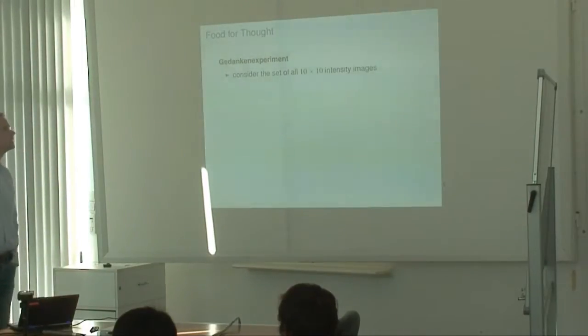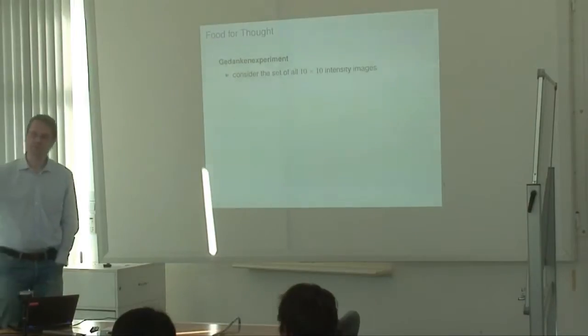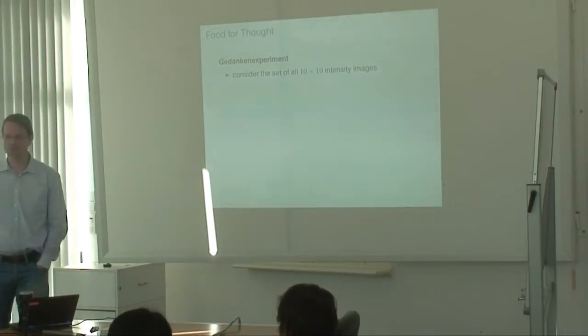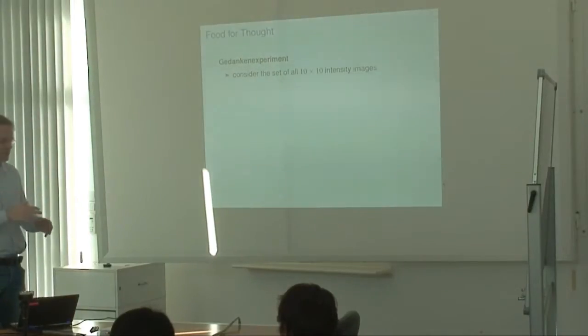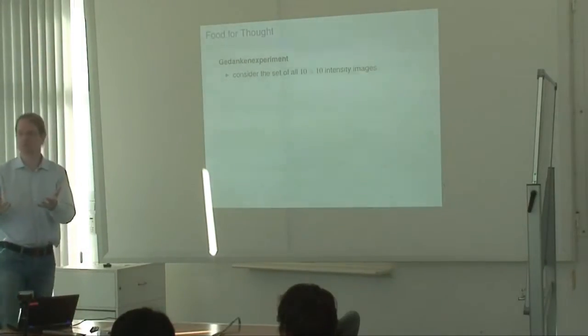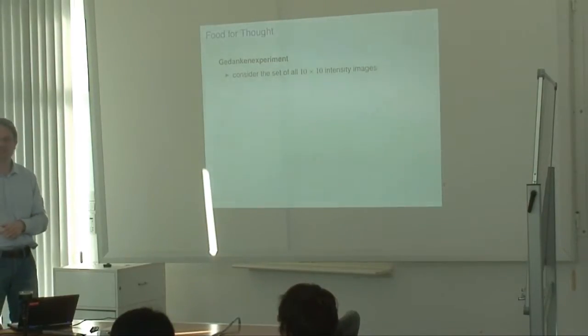To see this, let us consider the set of all intensity images of size 10 pixels by 10 pixels. We're not talking about color images here, just intensity images. In an intensity image, every pixel can have a value between 0 and 255, where 0 would indicate black and 255 would indicate white. So we're talking about gray values ranging from 0 to 255, black to white, 1 byte per pixel. And the spatial resolution of the images we are going to consider is 10 by 10.